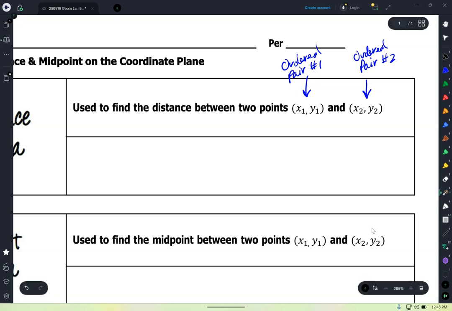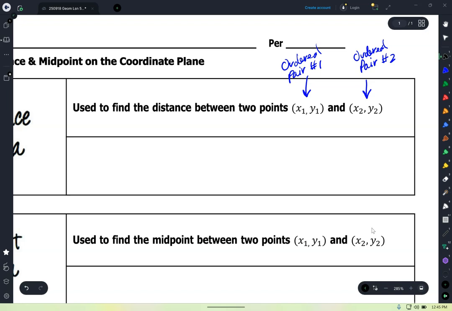And so when we use these little sub-notations, all I'm saying here is this is the x value from ordered pair number 1. And this is the y value from ordered pair number 1. And the x value from ordered pair number 2 and the y value from ordered pair number 2. It's just a naming notation. Okay? And again, because we can name segments AB or BA, it doesn't really matter which endpoint we call 1 or 2, as long as we're consistent with how we use it in the formulas. Okay? So let's write down the distance formula.